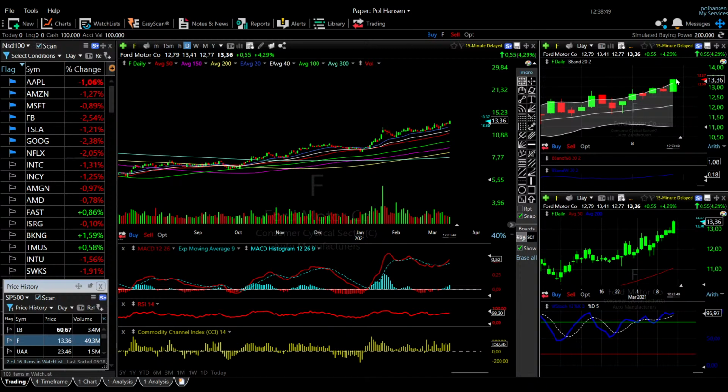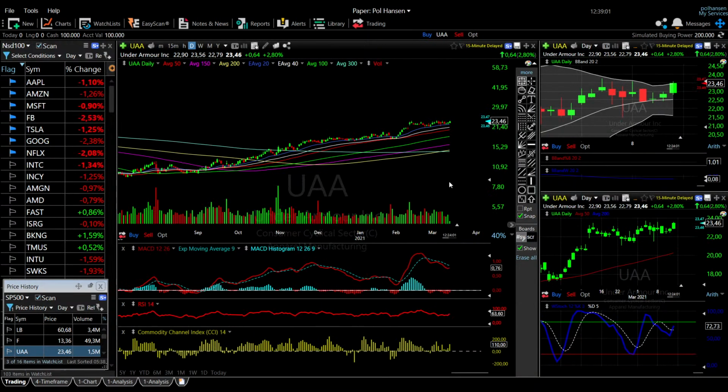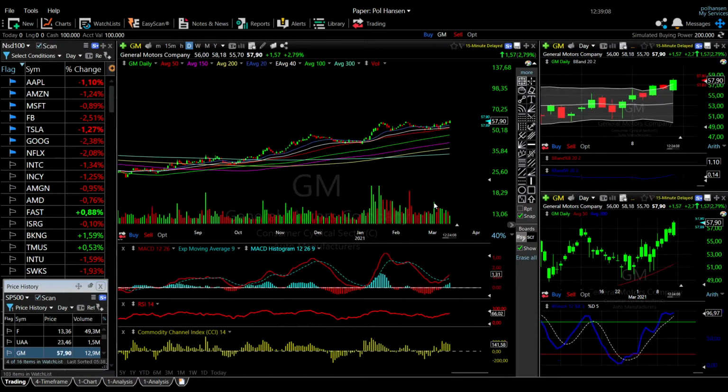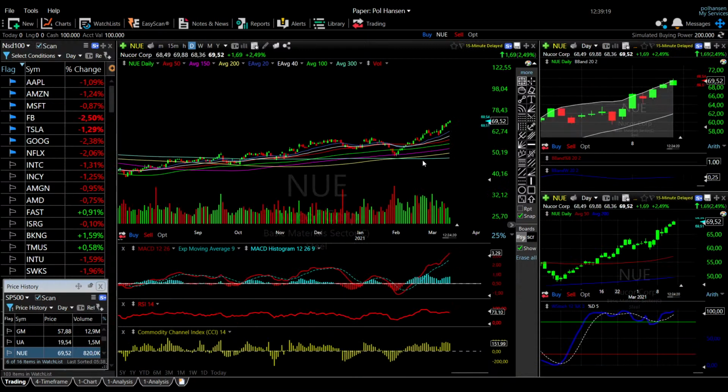Then we have Ford Motors. Also here, price action is significantly outside of the Bollinger Band. We're not significantly overbought, so that's not a very good candidate at this point. On UAA, also outside, but not a high RSI, so you can go to the next one. We have GM outside of the Bollinger Band, but also a low RSI. UA, same thing here.